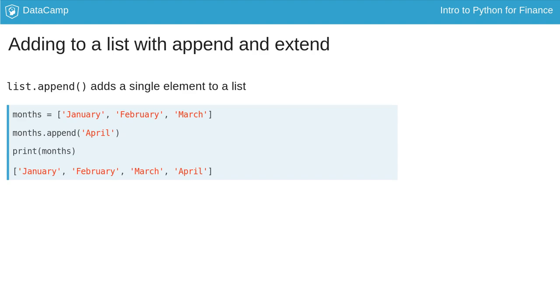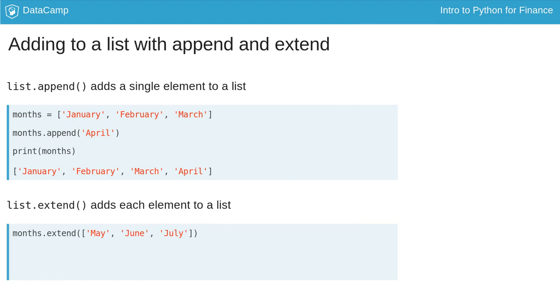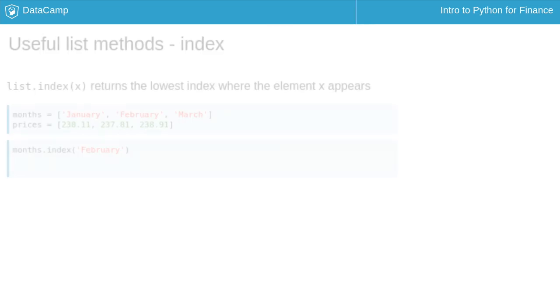If you would like to add multiple elements to a list, you can use the extend method. Here we show how to add 3 elements to the list months. Unlike the append method, which increases the length of a list by 1, the extend method increases the length by the number of elements that are provided to it.